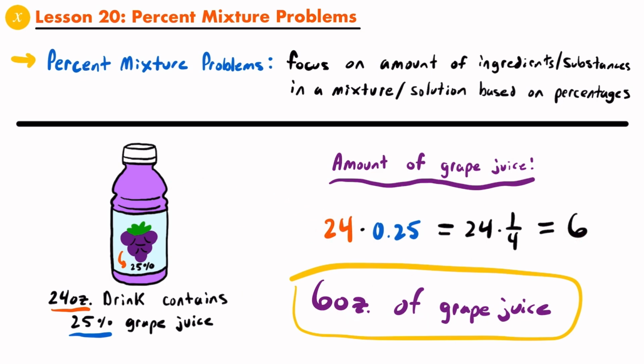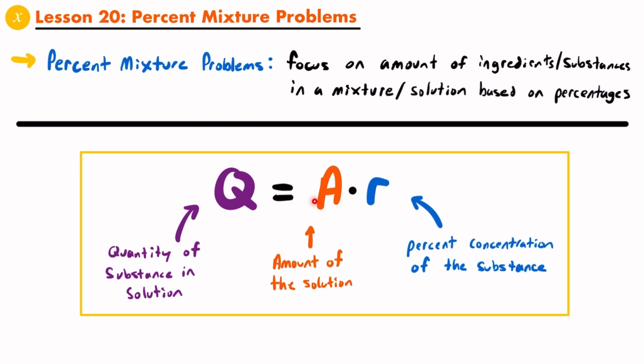And so we can multiply that by the total amount in the bottle to get the amount of that grape juice. All right, and so this calculation that we just did here can be generalized with the following equation. The equation is Q is equal to A times R, where Q is the quantity of a substance in a solution. So in our example, that would be the amount of grape juice. And you can calculate that by taking A, the total amount of the solution. So in our example, that was the 24 ounces in the bottle. And you multiply that by R, which is the percent concentration of the substance. In our example, the substance was grape juice, and the solution was 25% grape juice. So the percent concentration was 25%.